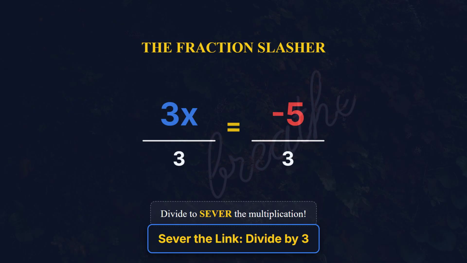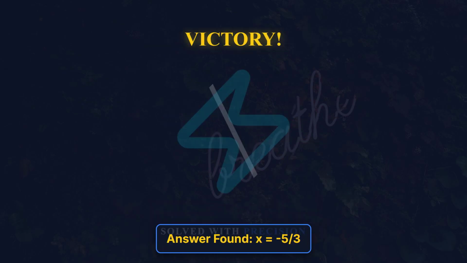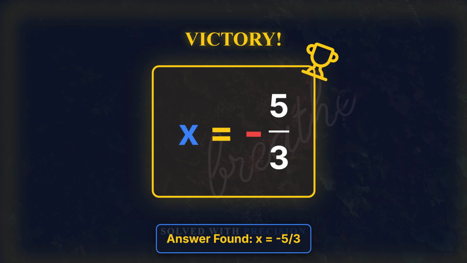To sever that final multiplication link, we draw our fraction lanes and divide both sides by 3. The coefficients cancel out cleanly on the left side, leaving our mystery number isolated. X equals negative 5/3.